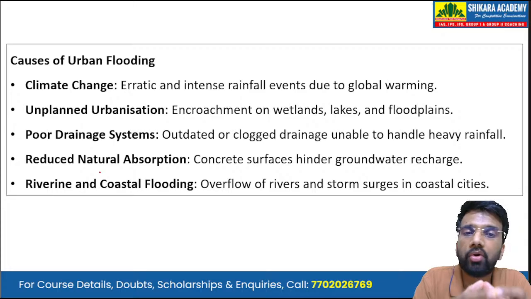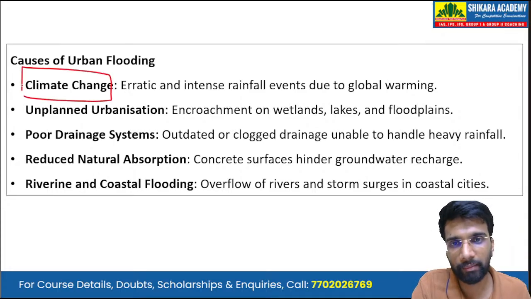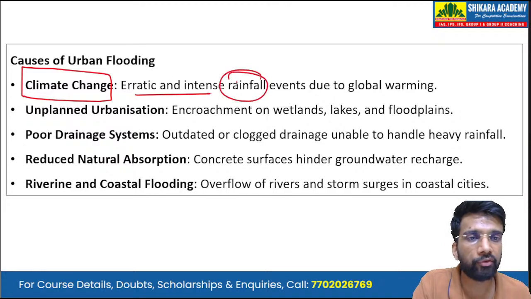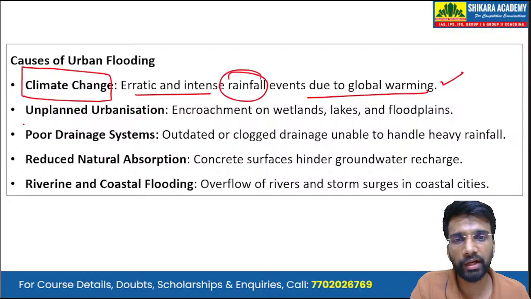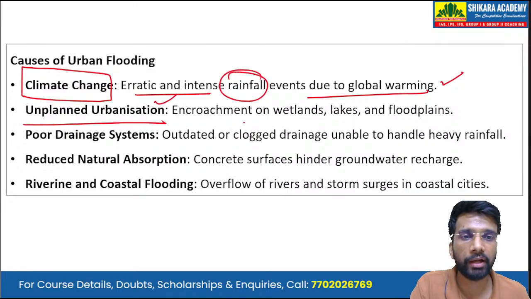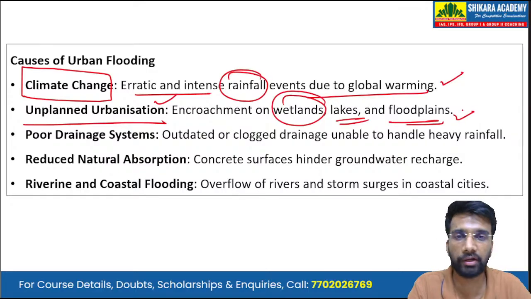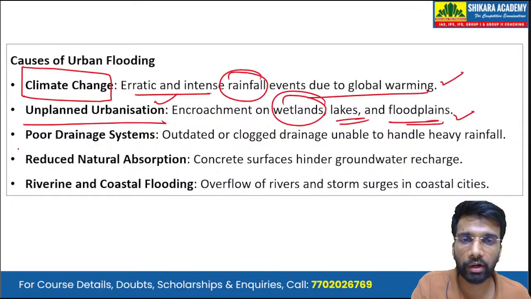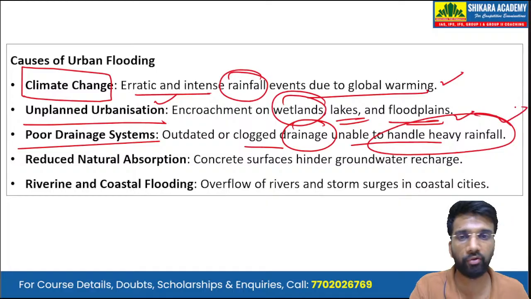Then we write what are the causes of the urban flooding. First, we have seen that this is the climate change. So, erratic and intense rainfall events due to global warming. Okay. Second is the unplanned urbanization. Encroachment on wetlands, lakes, and floodplains is another crucial factor. Third is the poor drainage systems. So, outdated or clogged drainage in the cities that are unable to handle heavy rainfall.